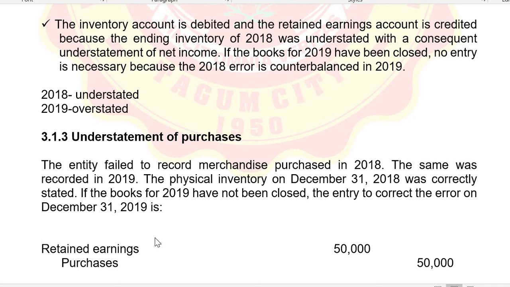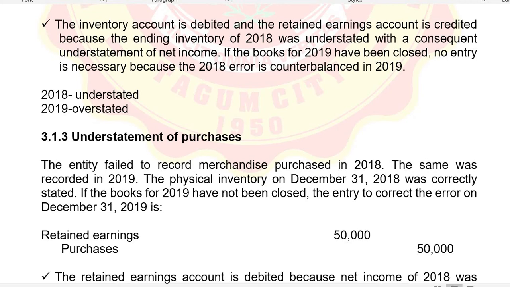But in 2019, the purchases were recorded. So what you will do is debit retained earnings to correct the beginning balance of the retained earnings, because your net income in the prior period was overstated. And of course, you'll credit purchases because the 2018 purchases were recorded in 2019. That was 50,000. So, the entry is debit retained earnings, credit purchases for 50,000.